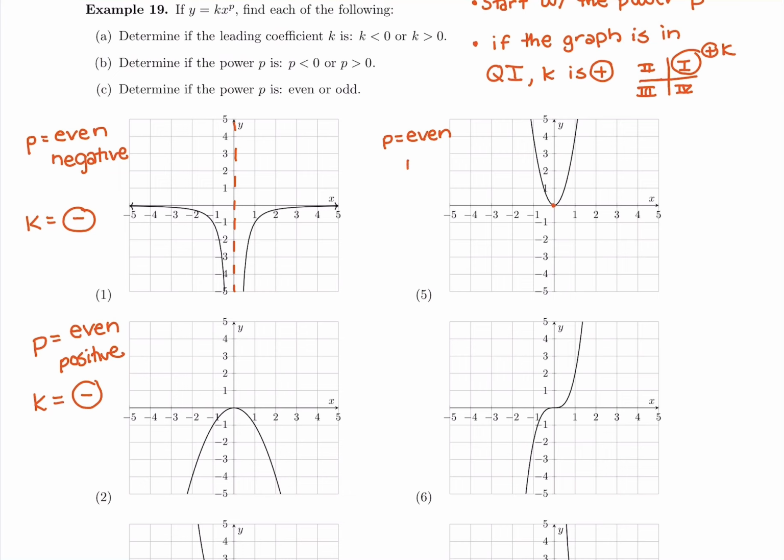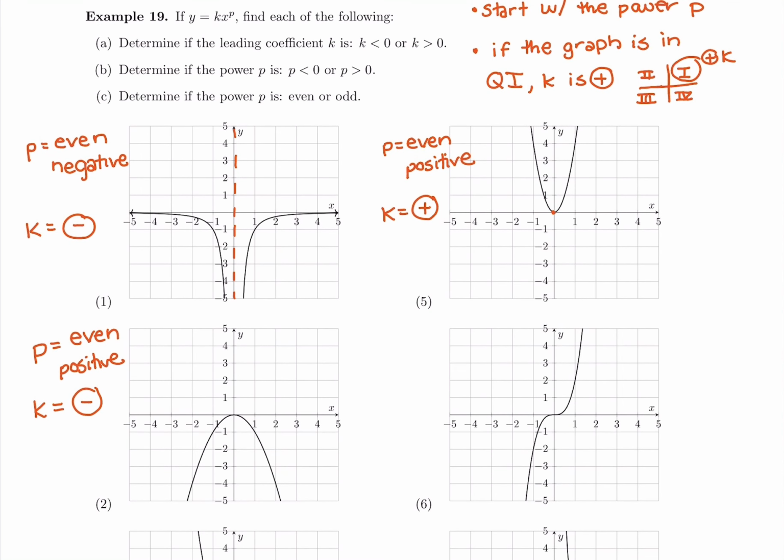So it is a positive power. Nothing makes you divide by 0, so there's no negative power putting it in the denominator and making you divide by 0. So we have an even, positive power, and then we want to think about the coefficient K. Is the graph in the first quadrant at all? Yes, it is. So the coefficient must be positive.